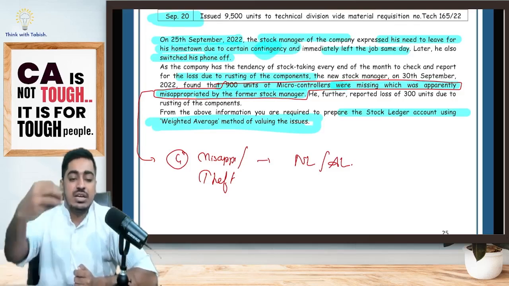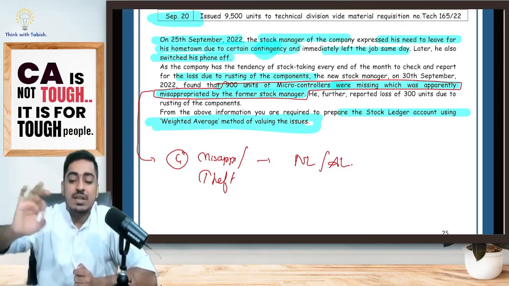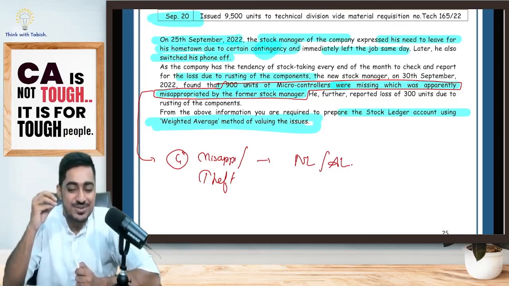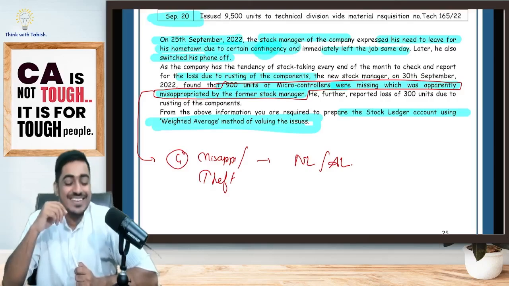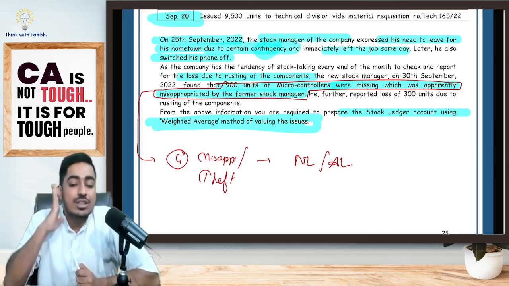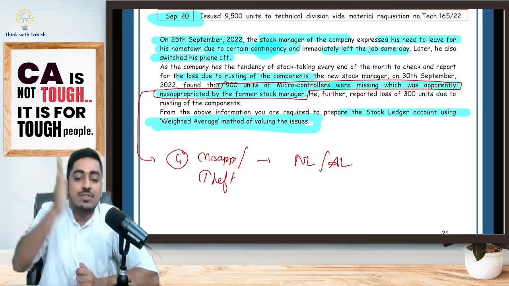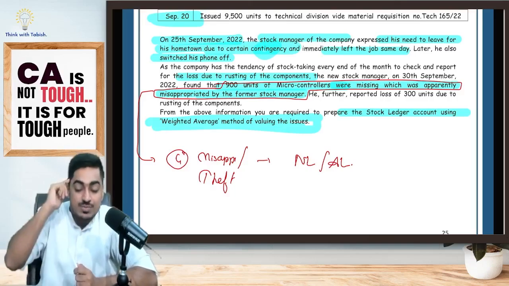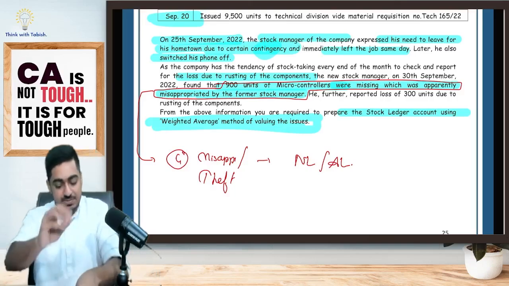Imagine I am giving you CA Inter classes, costing classes. When do I want to calculate the cost? I want to calculate the cost at the start of the period. Why? Because based on that, I will be setting my selling price. Very simple example I am giving.